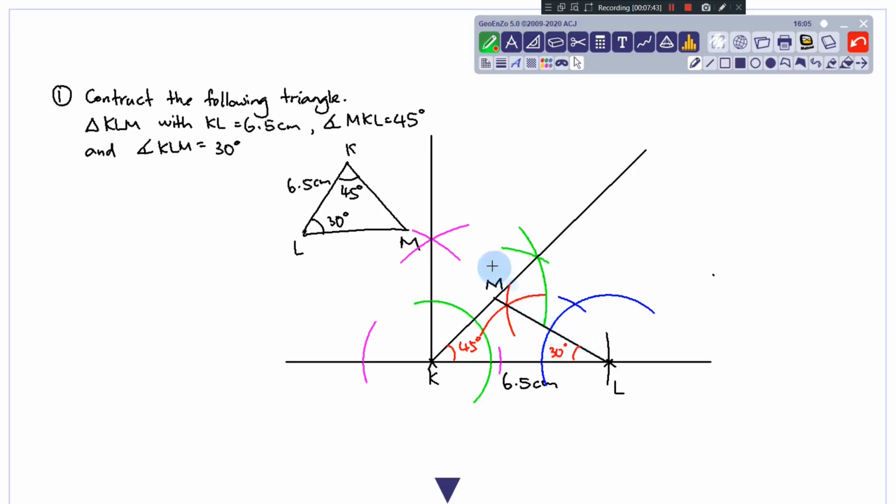Okay, let's double check whether all the information is already here. KL equal to 6.5 cm, correct. Angle MKL is 45 degrees, and angle KLM is equal to 30 degrees. Okay, so we have successfully constructed this triangle KLM.